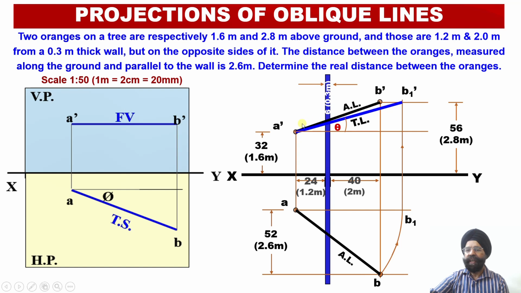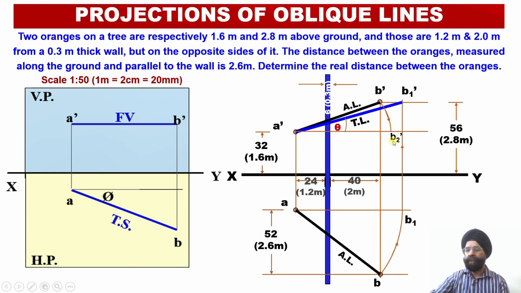Now this projection A dash B dash is not parallel to the horizontal plane. So what we have to do? We have to rotate this apparent length elevation projection A dash B dash with respect to the point A dash over here, such that this elevation projection becomes parallel to the horizontal plane. So with A dash as our needle point, we are going to open the compass equal to the distance A dash B dash, and we will be rotating this elevation projection line A dash B dash in such a way that it becomes parallel to the horizontal plane.